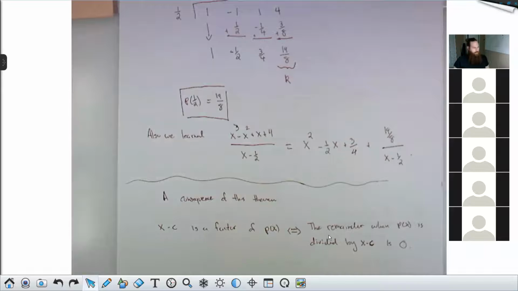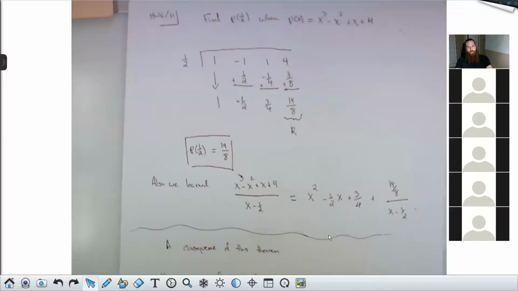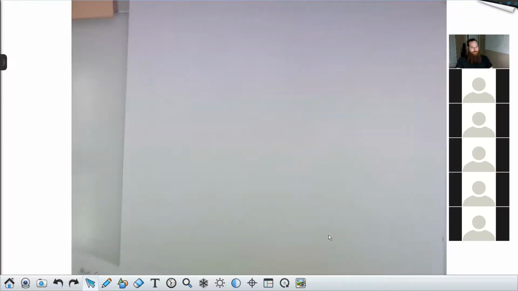So the next thing I would like to show you is the rational roots theorem. Make sure I'm not skipping over anything. Yeah, rational roots theorem is next. First, any questions on what I did in this problem? Okay.